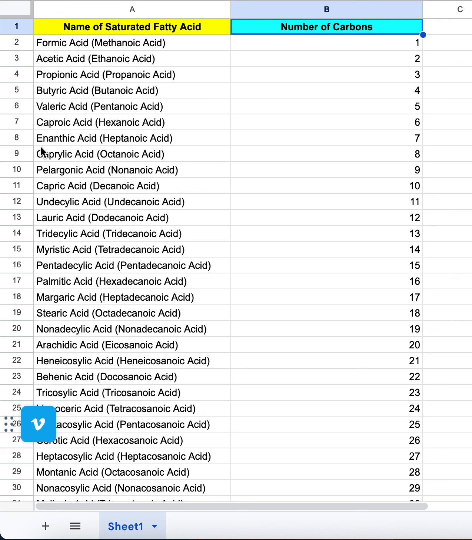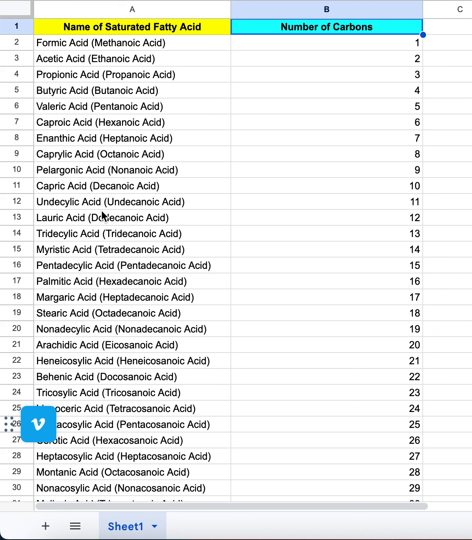Enanthic acid, heptanoic acid, the number of carbons is 7. Caprylic acid or octanoic acid, the number of carbons is 8. Pelargonic acid or nonanoic acid, the number of carbons is 9. Capric acid, that's a little bit famous. Capric acid, or we can say decanoic acid, the number of carbons is 10.